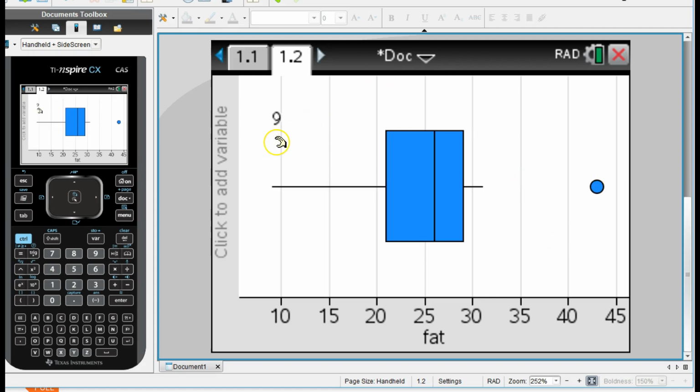Remember I told you that the TI-Nspire uses the same definition for the quartiles as we do. So we're going to see Q1 is 21, Q3 is 29. Again, this is kind of a nice feature of the Nspire. You can hover over your box plot and it'll tell you all these different values. We got the minimum of 9, the Q1 value of 21, the median of 26, Q3 value of 29. The observation that is just the one observation lower than the outlier is 31, and then we have our outlier separated from the box plot at 43.